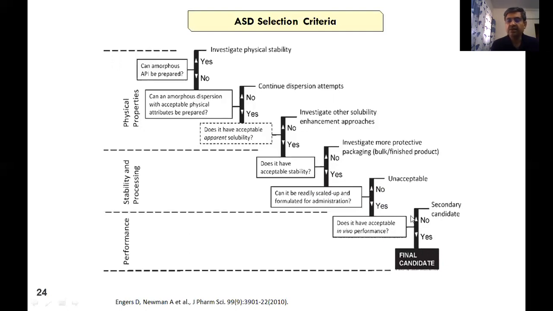If it does not give you the appropriate in vivo performance, you will only keep this as the secondary approach and investigate some other approaches which might be more appropriate for your molecule. That means you will have to investigate some of the alternate approaches like nanocrystals or lipidic systems for delivering your molecule, as you found that the amorphous solid dispersion was not giving the desired in vivo bioavailability advantage.